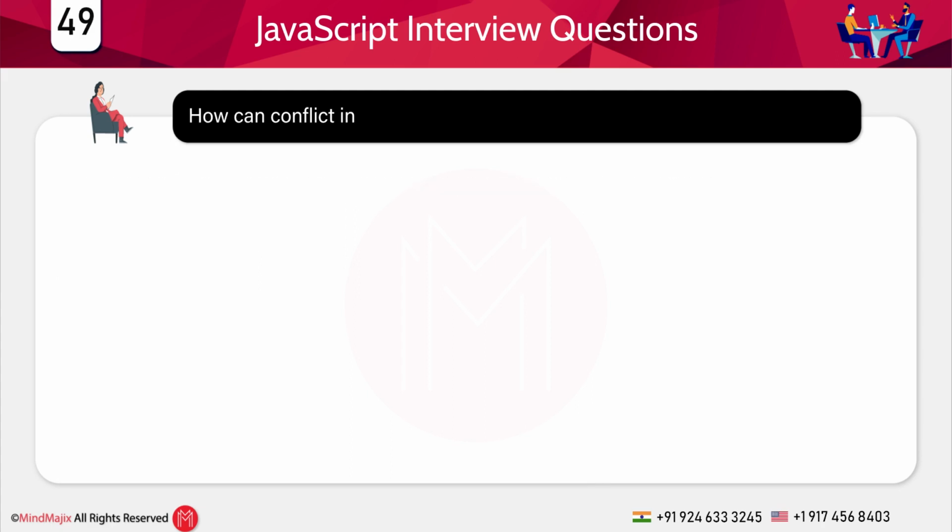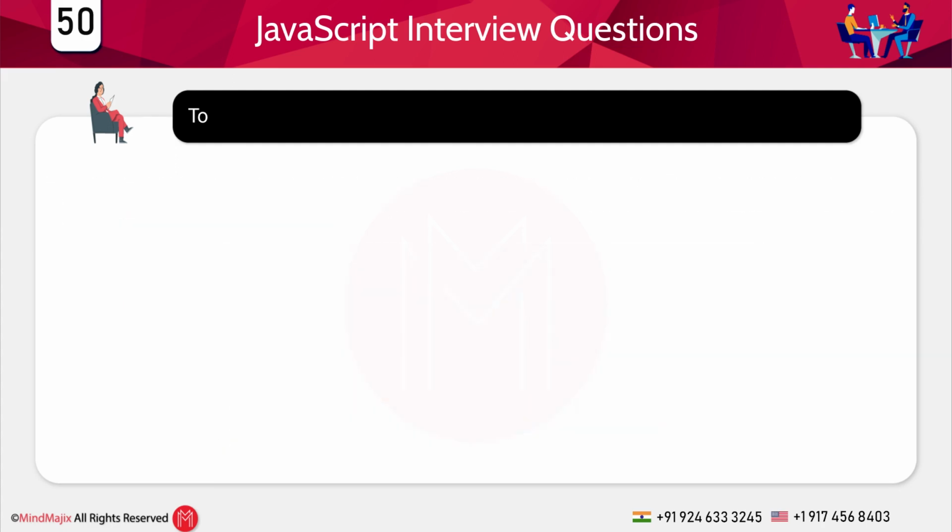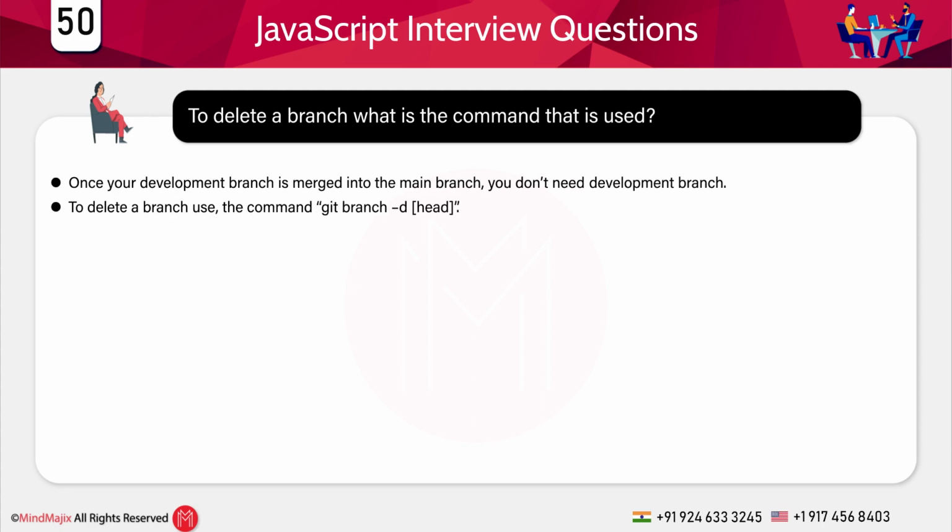How can a conflict in Git be resolved? To resolve a conflict in Git, edit the files to fix the conflicting changes and then add the resolved files by running git add. After that, to commit the merge, run the git commit command. So first run git add, then run git commit. What is the command used to delete a branch? Once the developer branch is merged into the main branch, you don't need the development branch. To delete the branch, use the command git branch -d head.